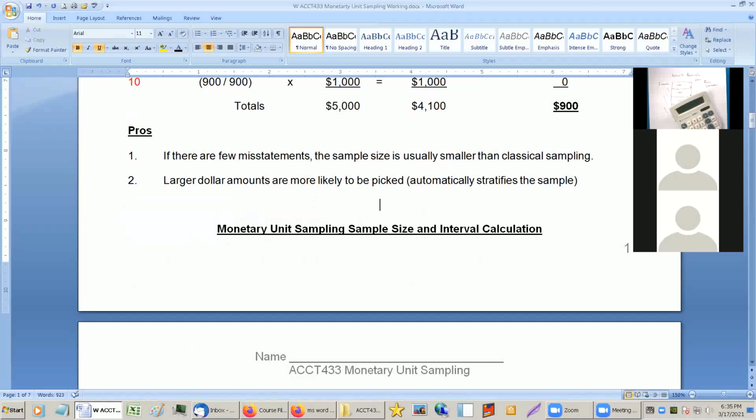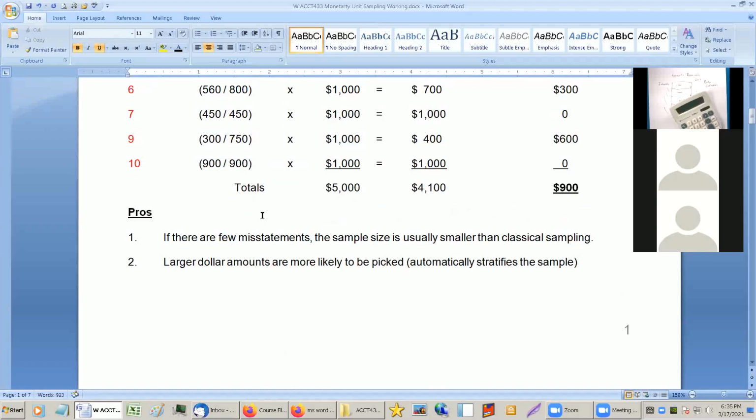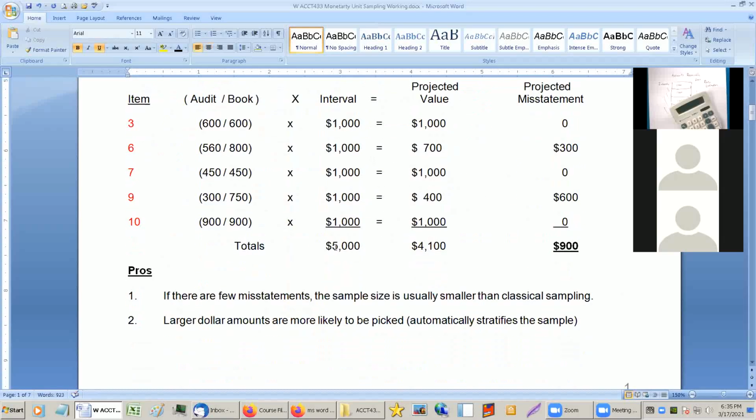Using this method, you don't have to worry about that. It automatically stratifies them. Not only does it stratify them, it does it proportionally to the size. Something for $100 is 100 times more likely to be picked than one for $1. So it's precise. Another thing is, it picks the sample for you.